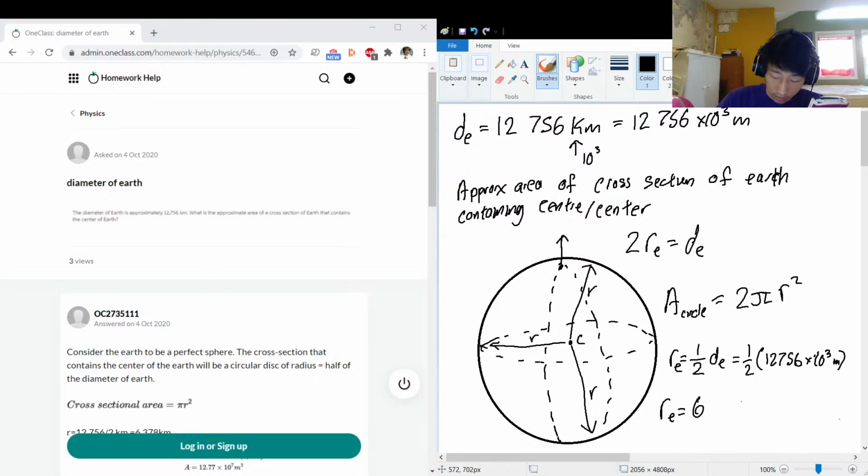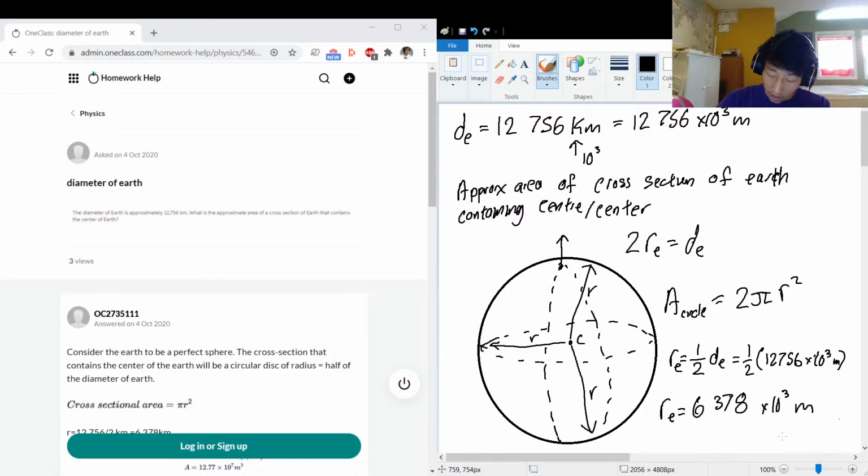equals 6,378 times 10 to the 3 meters. And that looks pretty reasonable, like 6,000 compared to like just over 12,000. Yeah, it looks about reasonable.